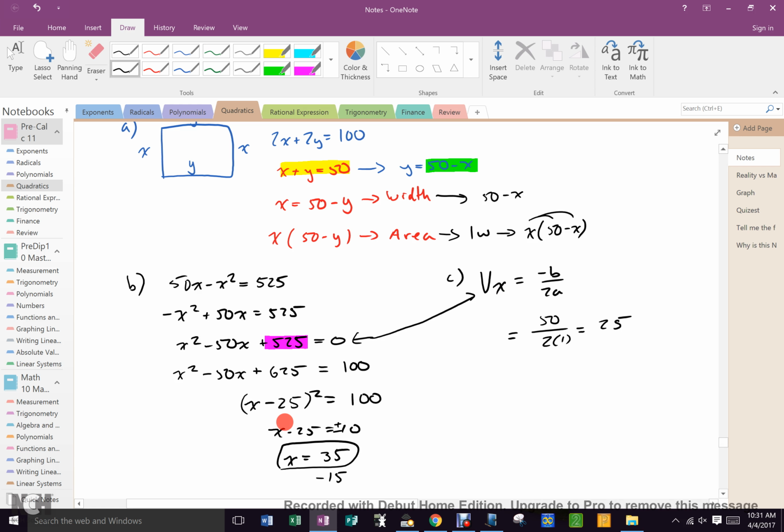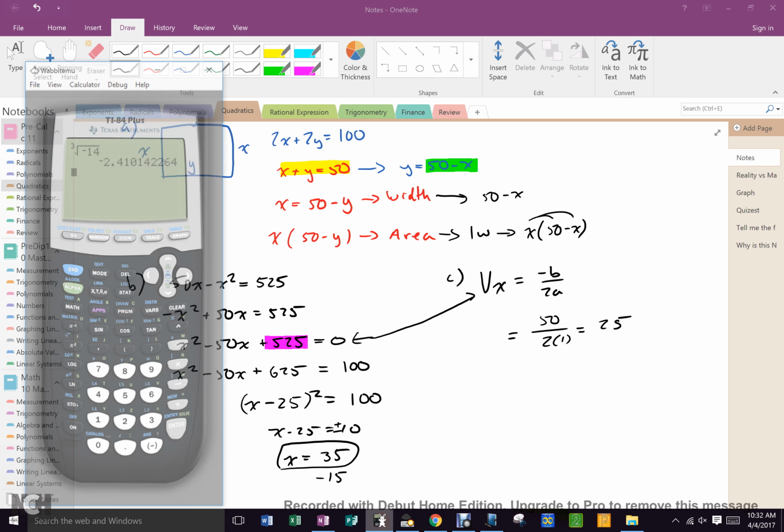I have vertex form right here, don't I? We know the vertex is positive 25. Yeah? Is everybody good? Okay. So now that we know how to do it mathematically, what would we do to put this into our calculator? This is where we're going to. Okay? So everybody get out their calculator.